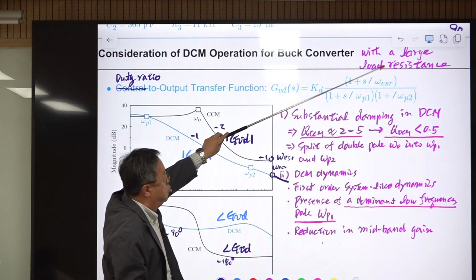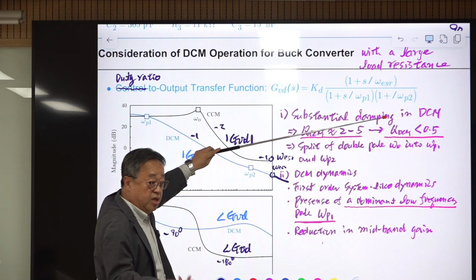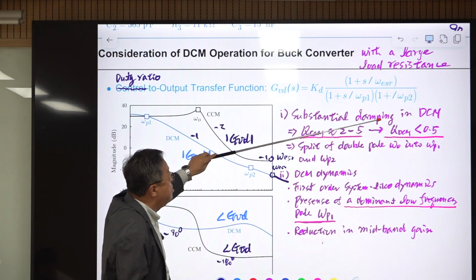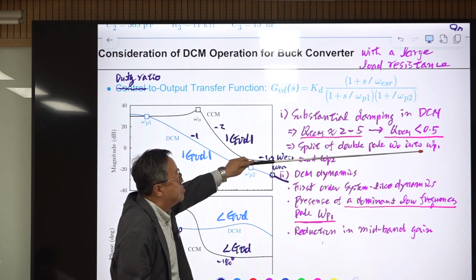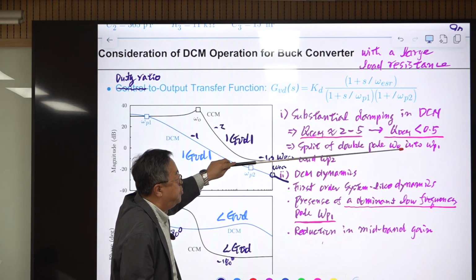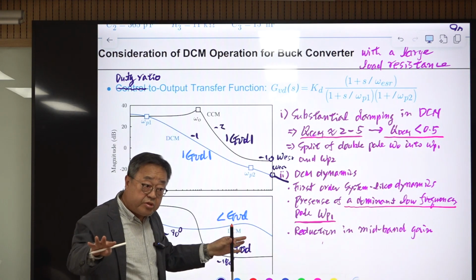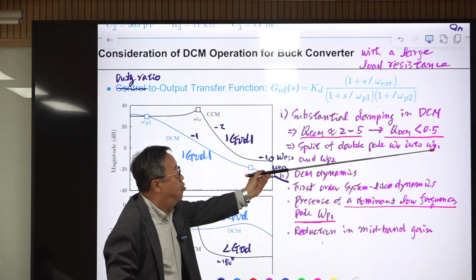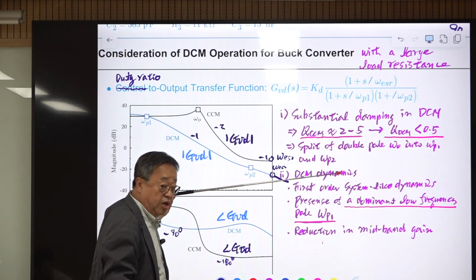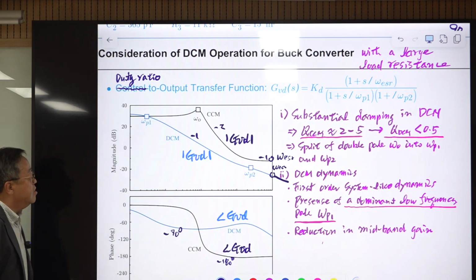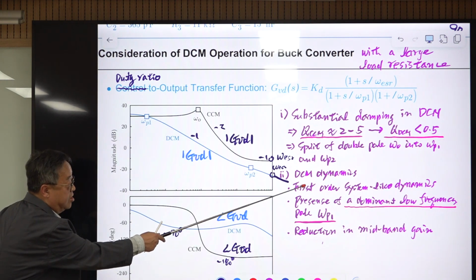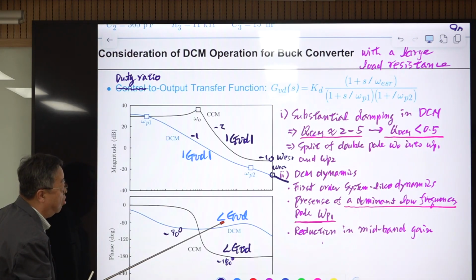Due to this load, substantial damping is generated, and Q becomes smaller than 0.5. Then the double pole omega naught will split into two real poles. One is at low frequency, and the other one is at very high frequency. Okay, so the result is this, right? This summarizes the characteristic of this and this curve.